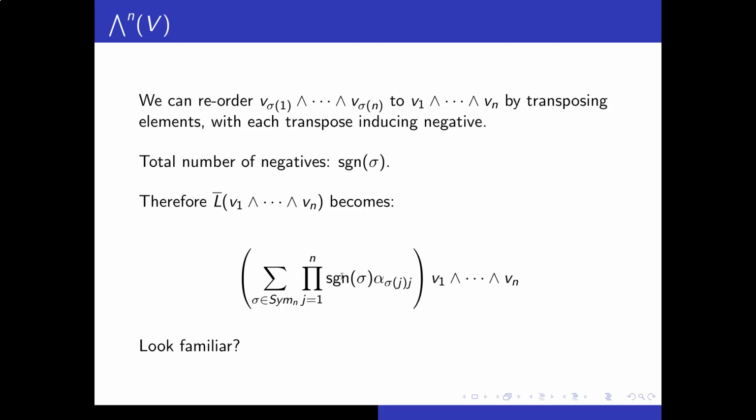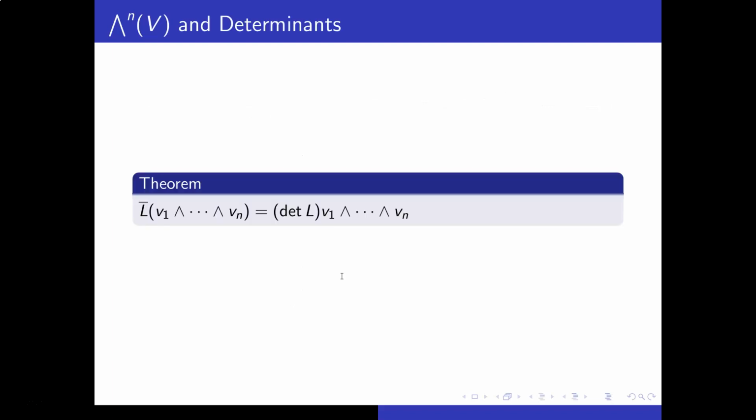That is the determinant. So L bar of v1 wedged through vn is the determinant of L times v1 through vn. A linear map on a one-dimensional space is multiplication by a constant. This is that constant.